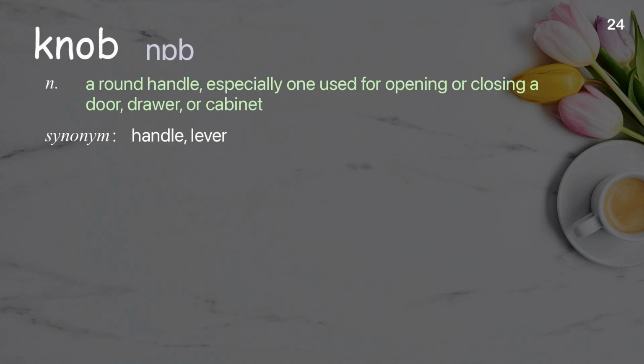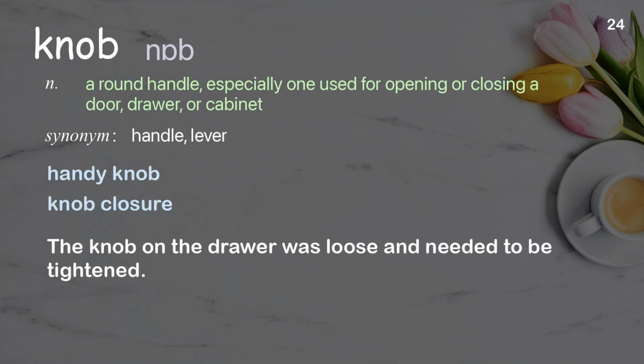Knob. A round handle, especially one used for opening or closing a door, drawer, or cabinet. Examples: handy knob, knob closure. The knob on the drawer was loose and needed to be tightened.